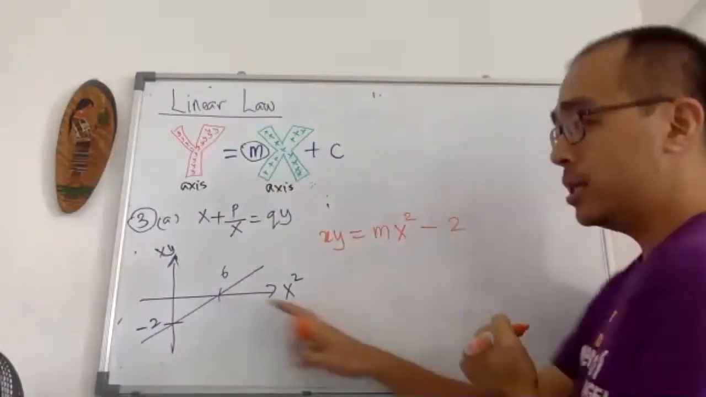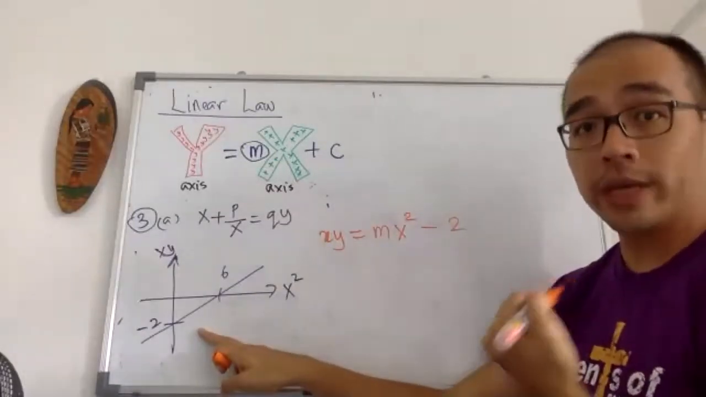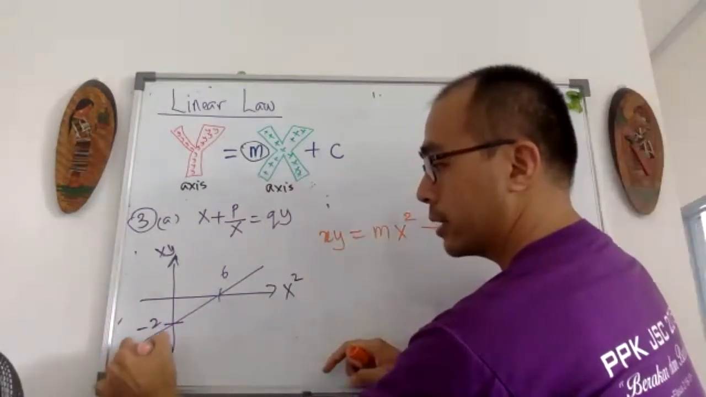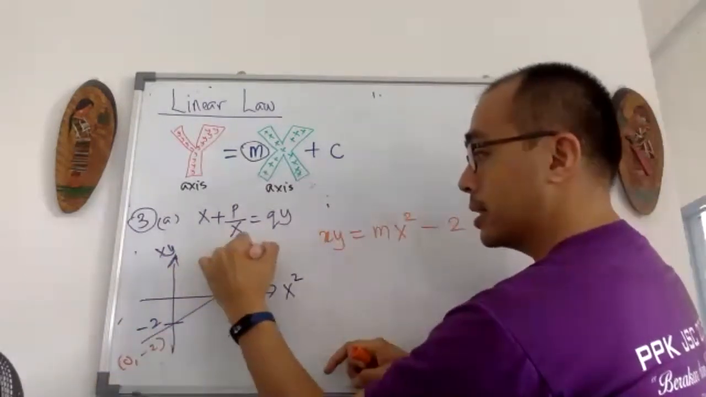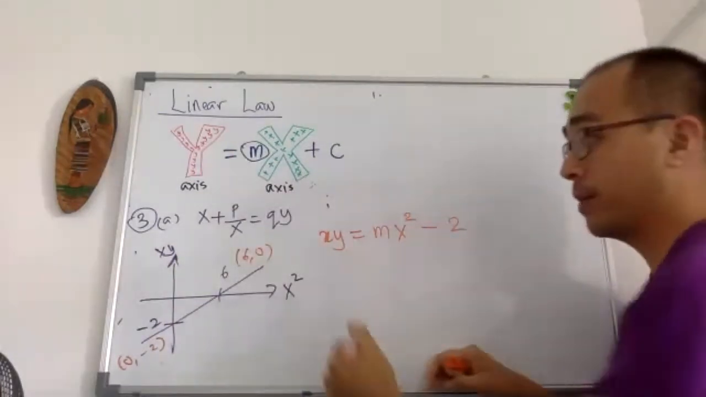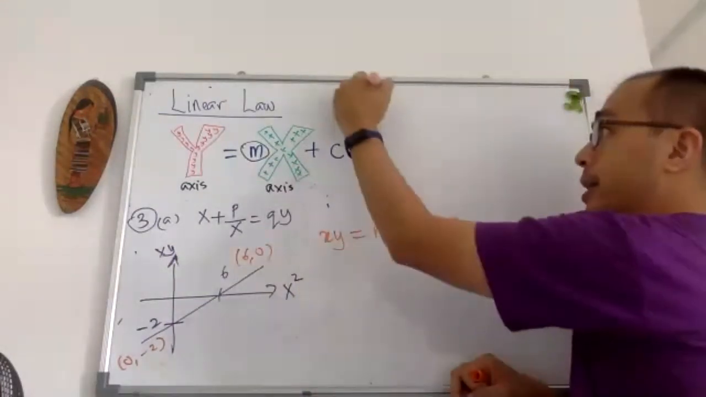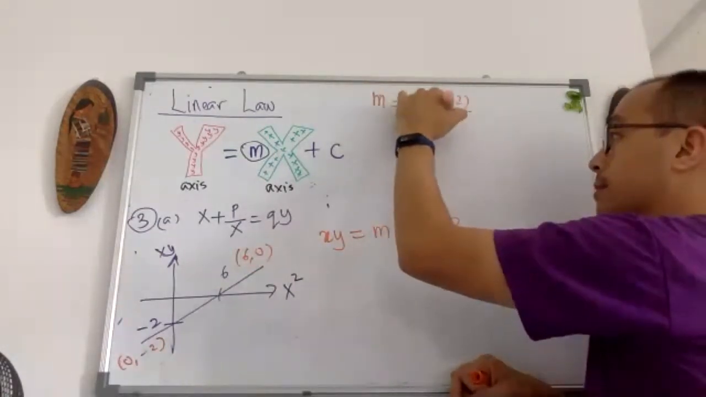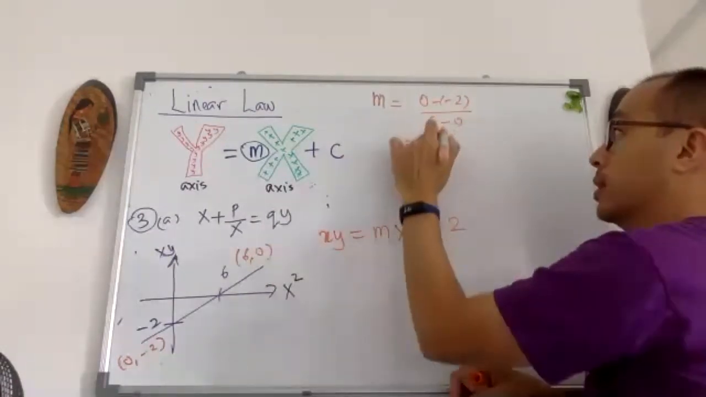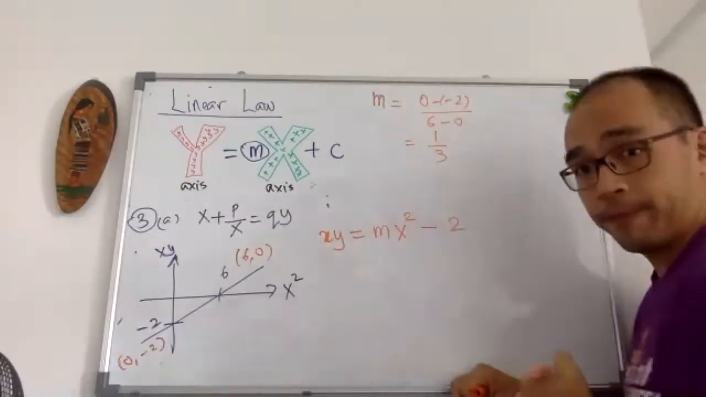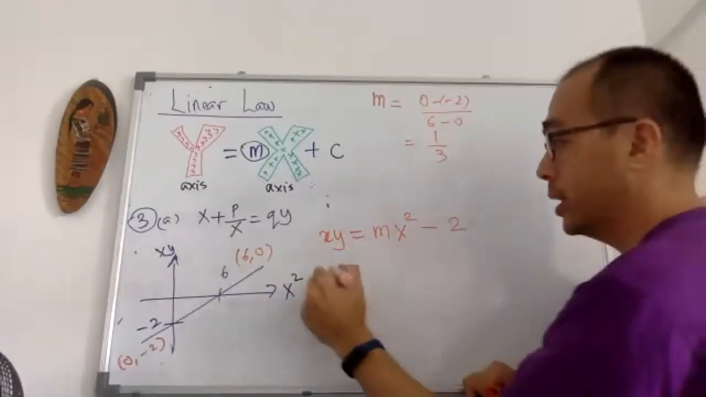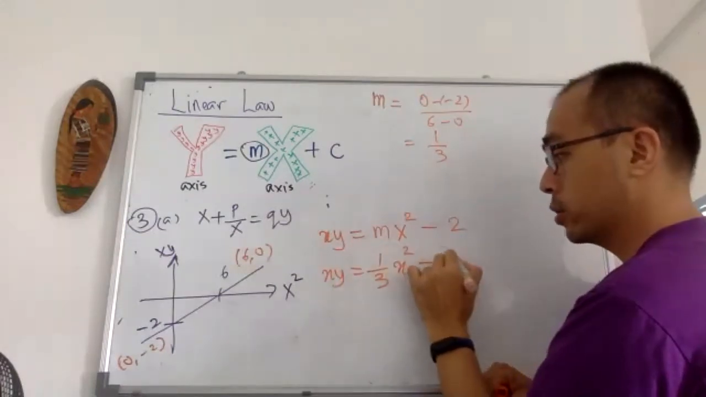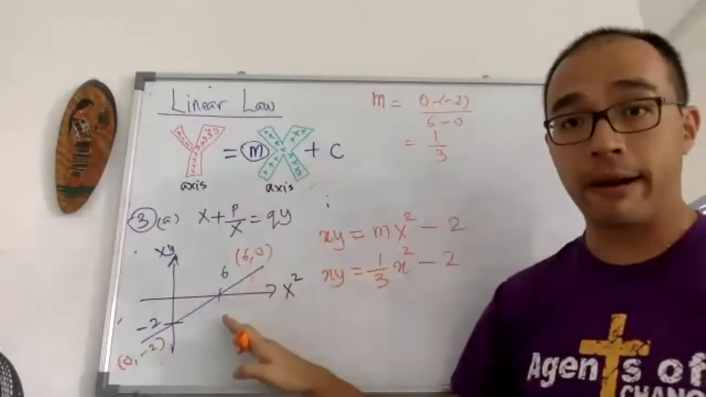But since we have these pieces of information, we can find the gradient. This coordinate is 0, -2. This coordinate is 6 and 0. I can find my gradient. So gradient equals 0 minus -2 over 6 minus 0, which will give me 1 over 3. So I put in xy equals 1 over 3 x squared minus 2. This is my equation for this graph.